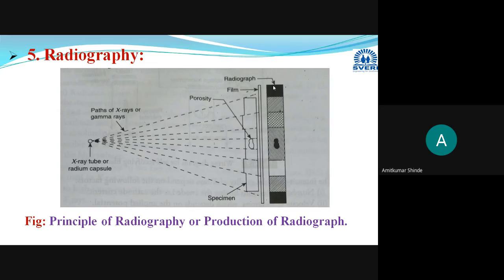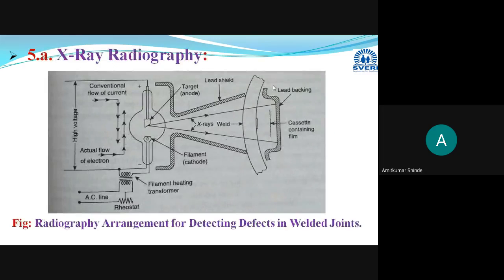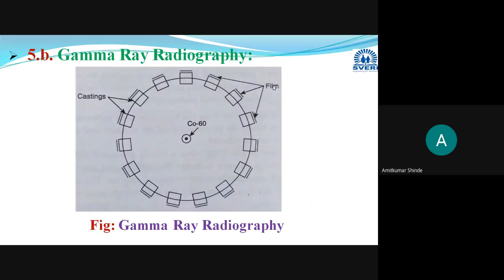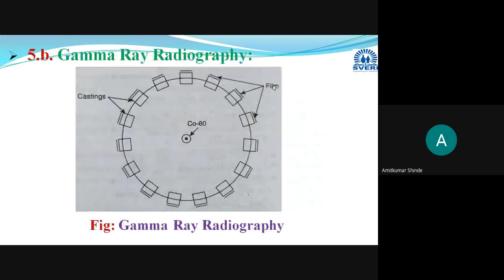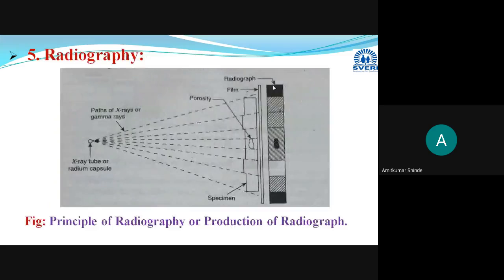For your better understanding, some diagrams are there. These two diagrams are available in the VD Code Gears book, and from that book I have collected them. This is the arrangement for X-ray radiography, and this is the arrangement for gamma radiography. Or if you find these two diagrams difficult, you can write this same diagram for both types. Just make the necessary changes.